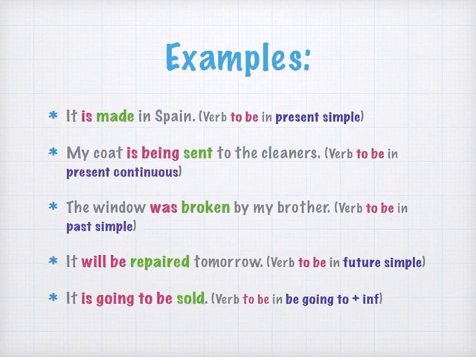The window was broken by my brother. The verb to be is in the past simple, plus the past participle, broken. It will be repaired tomorrow: the verb to be in the future simple plus the past participle, repaired. And it is going to be sold: the verb to be in be going to plus infinitive, and the past participle is sold. Now, don't worry for the moment. These are just some examples, okay?